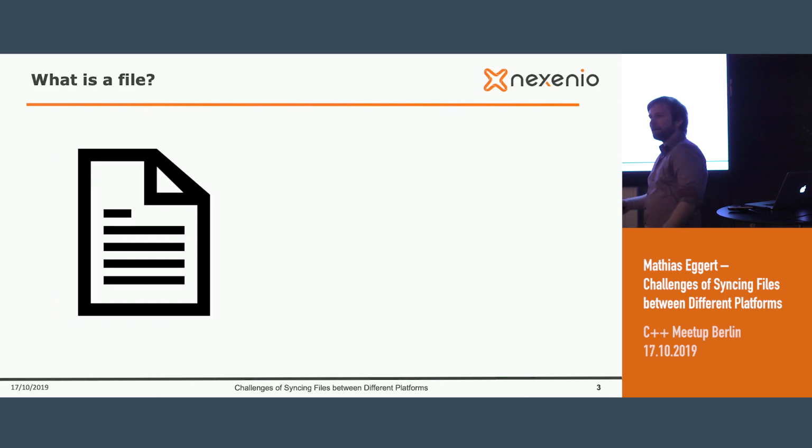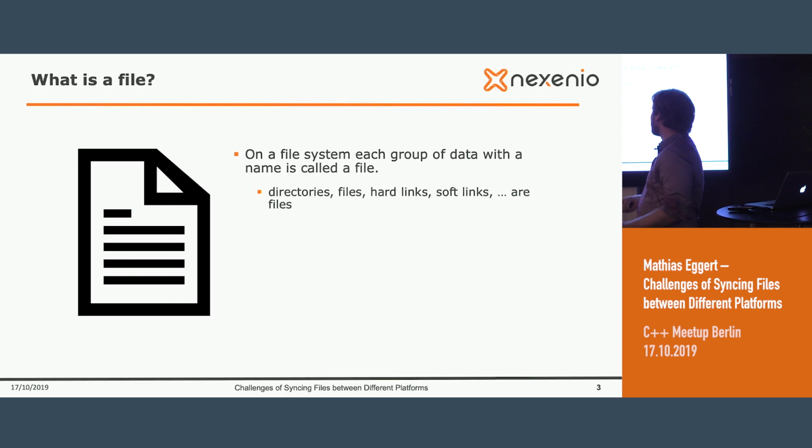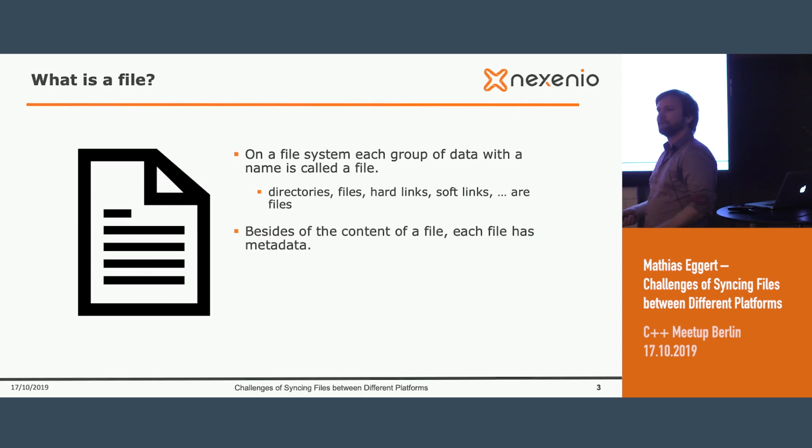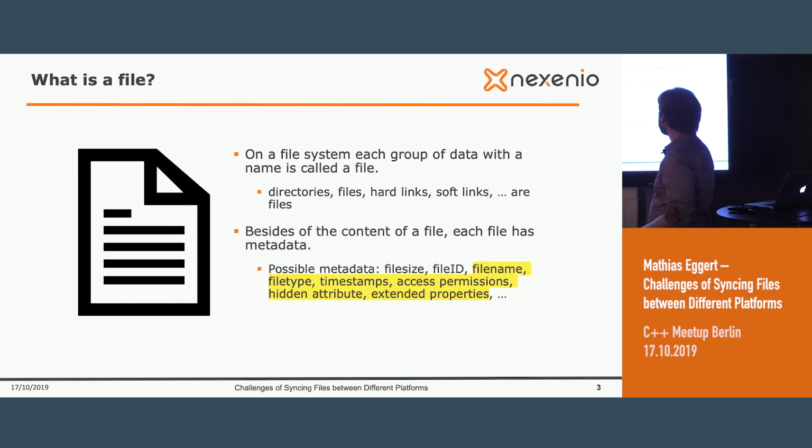What is a file? A file is a group of data on a file system with a name. That means that a file could be a directory, a hard link, a soft link, and so on. Everything is a file. And the file content, of course, is a group of data. Besides the file content, we have metadata as well. The metadata of a file is needed for organizing and managing all different kinds of files on the file system. For example, we have metadata like file size, file ID, file name, file type, and so on. File ID is better known to Unix users as inode.